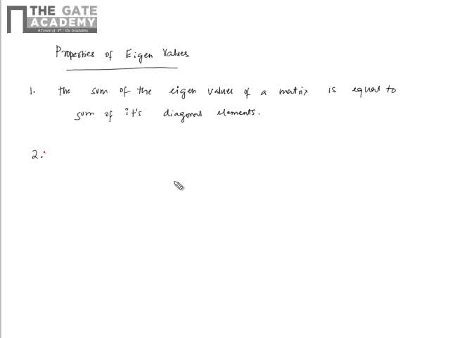So that was about the sum. Now the product of the eigenvalues of a matrix is equal to the determinant of that matrix.